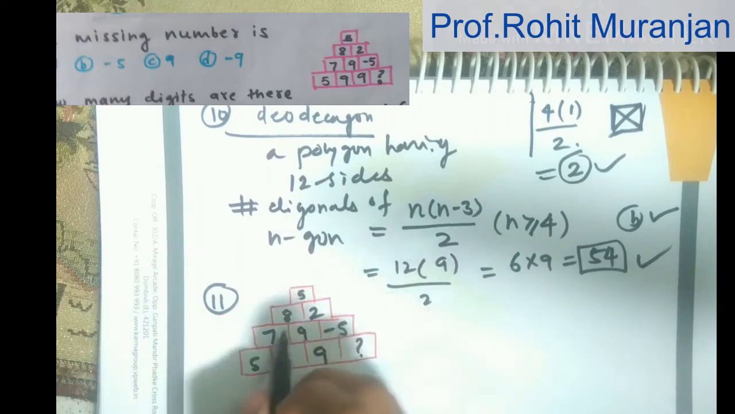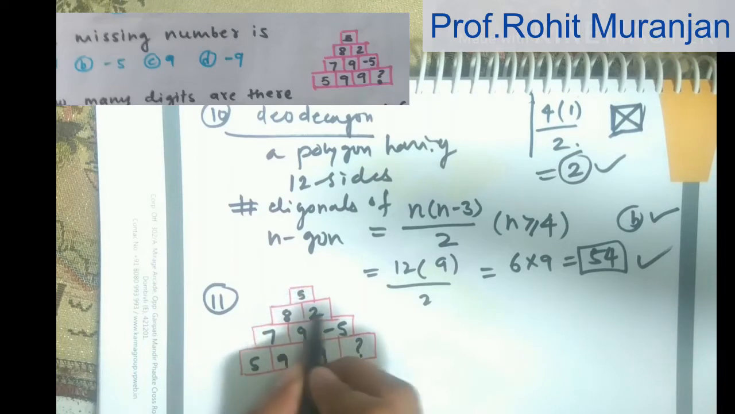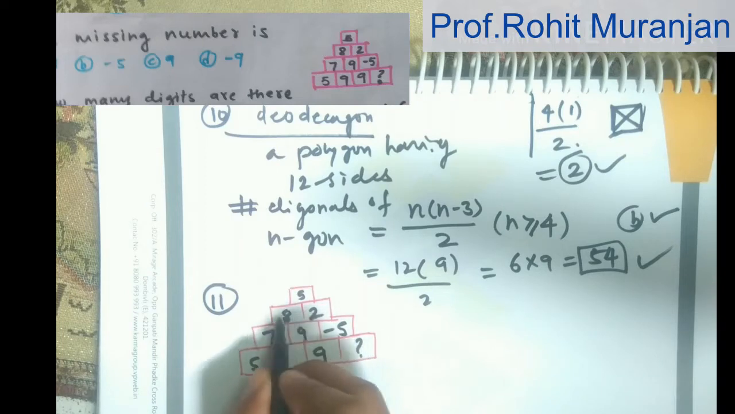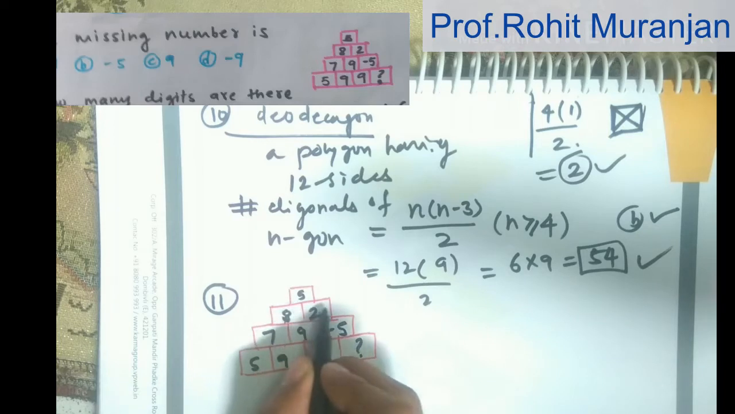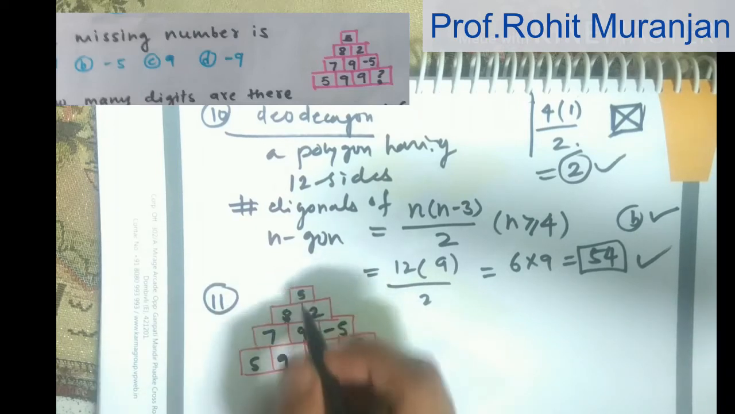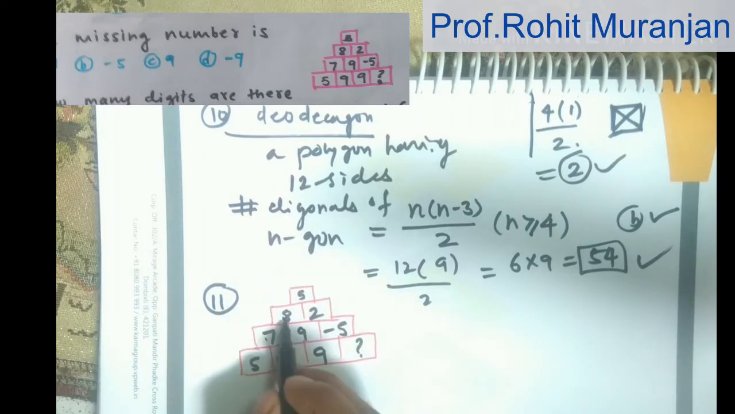Okay, now look carefully. If I look at this 5, what is the 5? The average of this 8 and 2. Okay, if I take the average of 8 and 2, how to find the average? Just sum 8 and 2 and divide by the number of elements we are adding. So 2. So 8 plus 2 is 10. 10 divided by 2 is going to be 5. Similarly, the average of 7 and 9 is going to be 8.